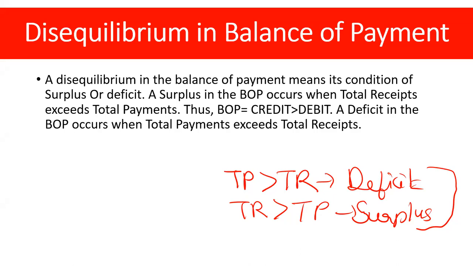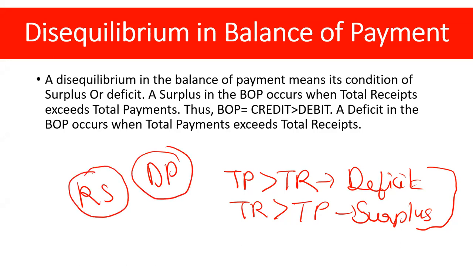So I told you when the deficit condition will be there and when the surplus condition will be there. When TP is greater than TR, meaning payments are greater, it is deficit. And when the receipts are greater, it will be surplus. You can remember this another way, just remember RS and DP: deficit is when payments are greater, and when receipts are greater, there will be surplus. I hope this is clear.